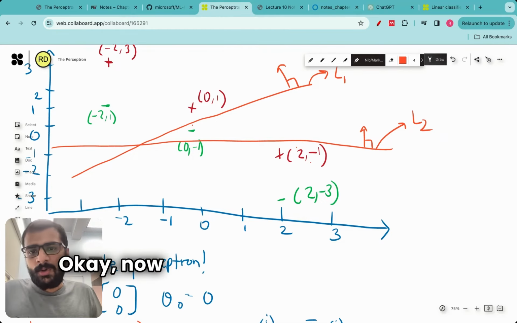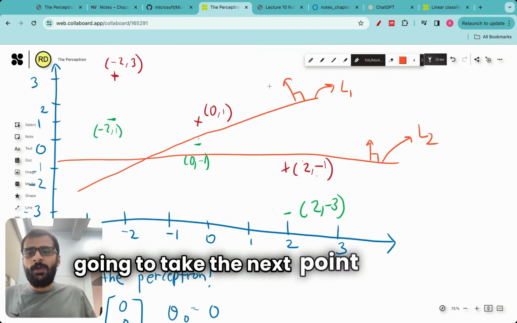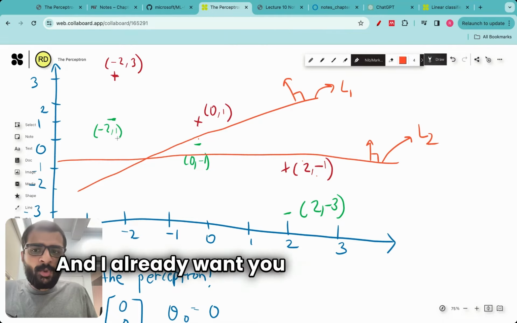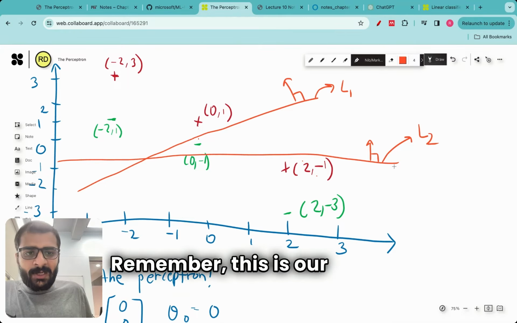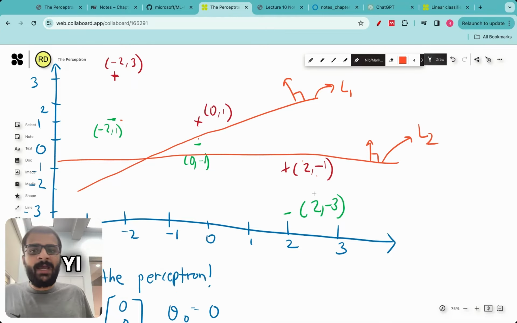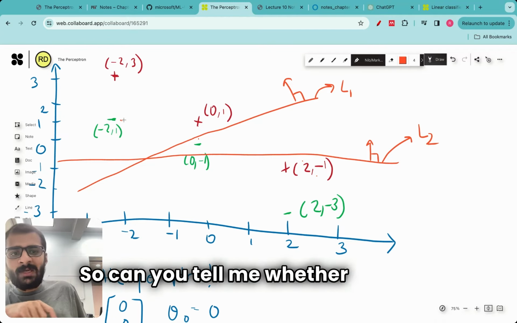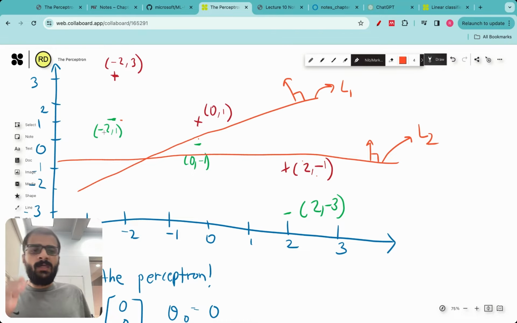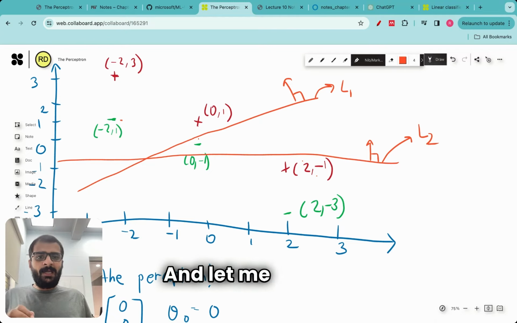Okay. Now, what we are going to do is take the next point as minus 2 comma 1, and I already want you to guess whether L2 will make a mistake on this point or not. Remember, this is our current hypothesis L2, and if we choose this point we will need to check yi multiplied by theta transpose xi plus theta naught. So can you tell me whether L2 will make a mistake on this point or not? Please pause here if you are watching the video later, and let me tell you.